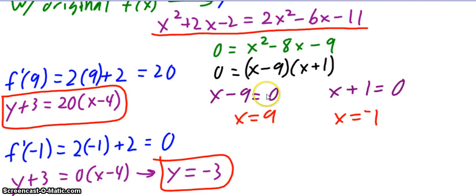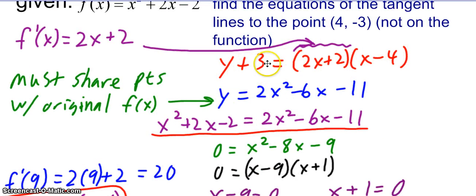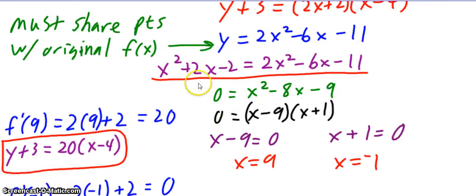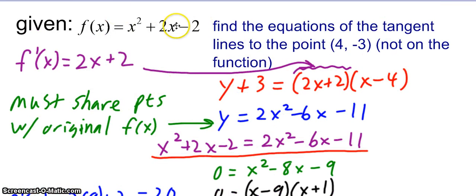So then I go back up to my original line equation, but I plug those numbers in. So those are the x values on this function where the tangent lines hit that go through the point for -3.